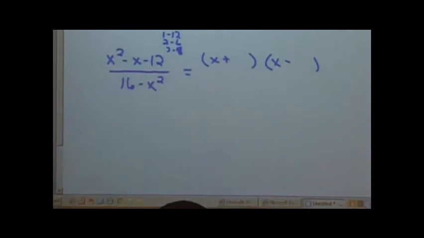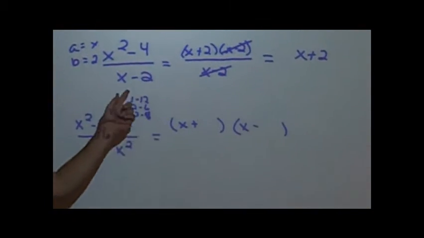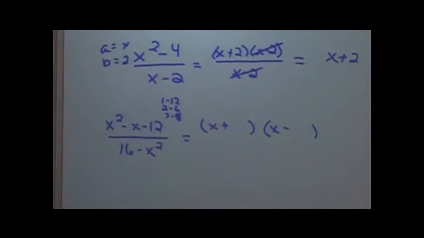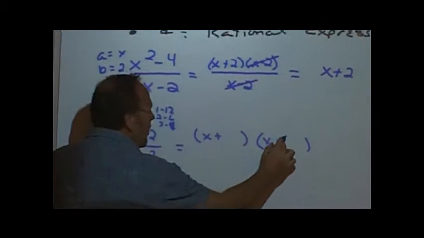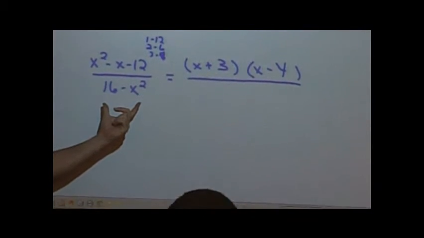Means I'm going to subtract my factors, right? So which factors when I subtract will give me 1? 3 and 4. The largest factor stays with your middle sign. So the 4 has got to be negative, and my 3 goes here. Divided by, now look at this. Is this a special binomial?